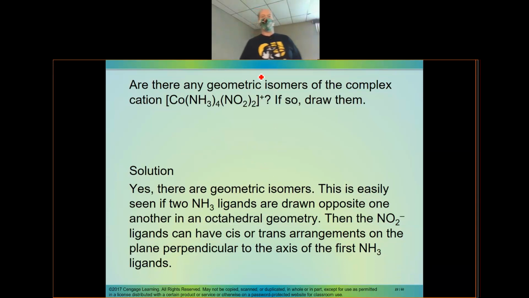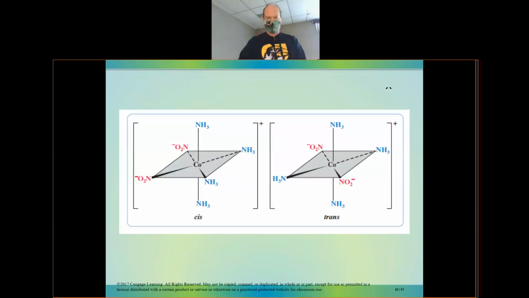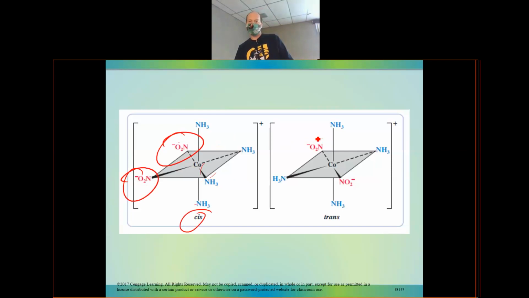All right, are there any geometric isomers for this complex? Anytime you have 2 of the same thing here, they can be 90 degrees apart or they can be 180 degrees apart. So the answer is yes, you have cis and trans. It's exactly the same as the last picture we drew, but instead of drawing Cls, you would draw NO2s. And so instead of having the Cls here, we have NO2s that are 90 degrees away for cis and 180 degrees away for trans.